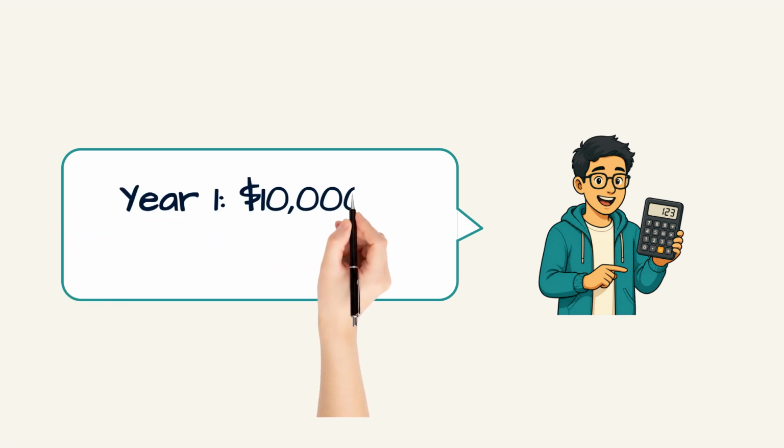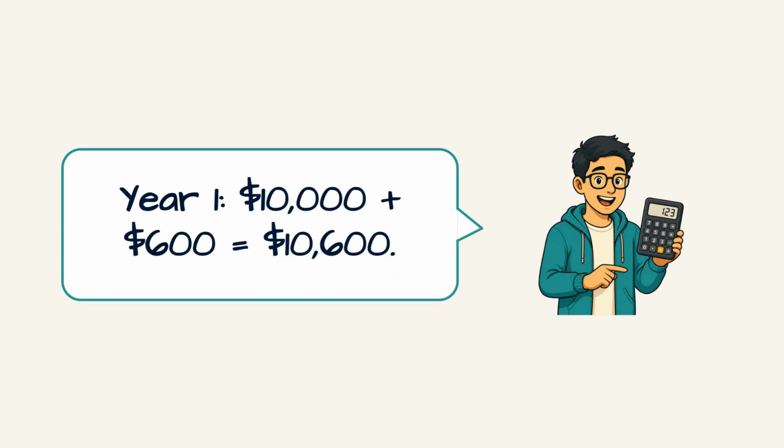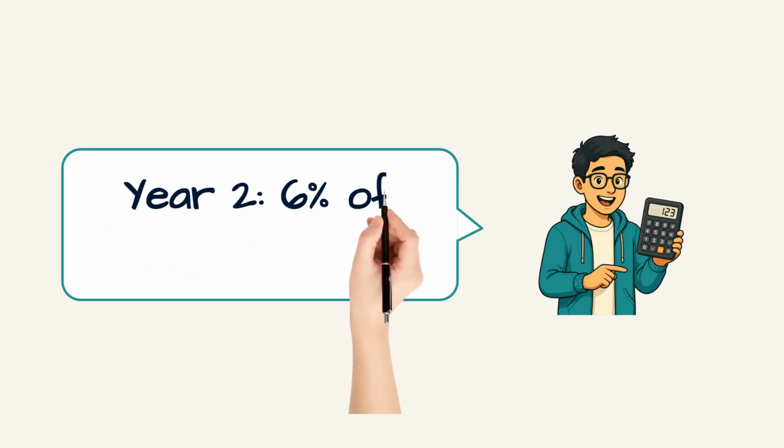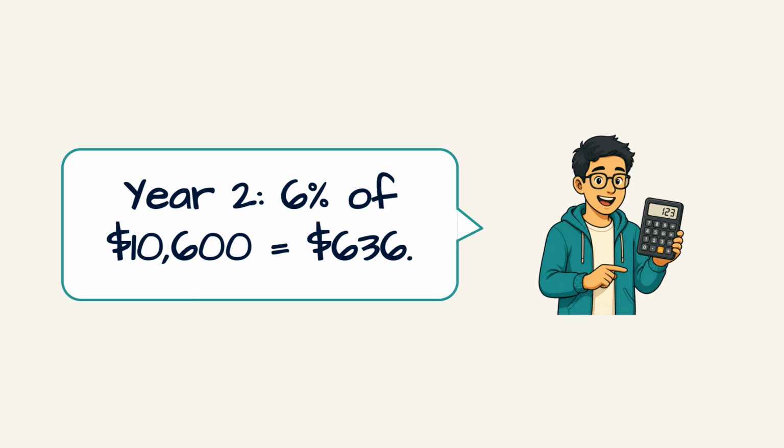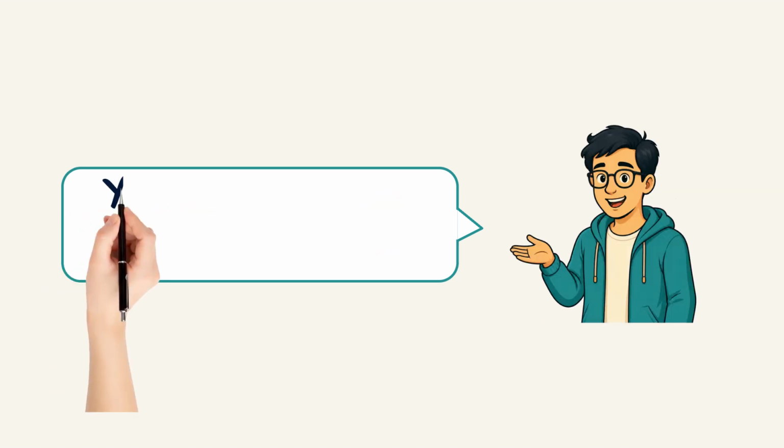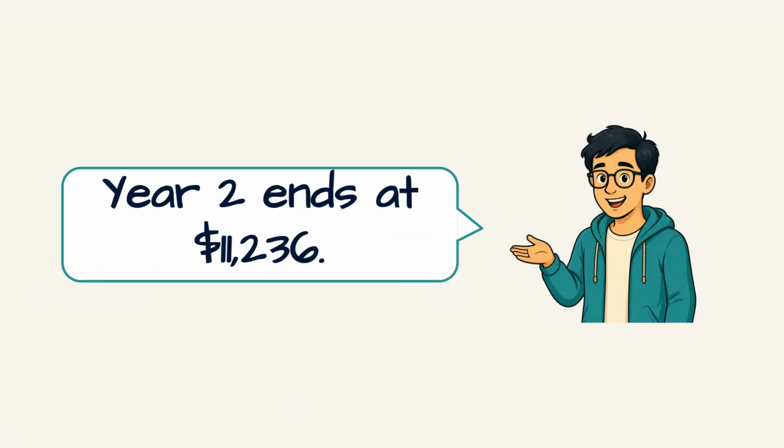Year one looks identical. 6% of $10,000 is $600, so you end year one at $10,600. So far, no difference. Here's where it changes. In year two, compound interest takes 6% of $10,600, not the original $10,000. That's $636. $36 more than simple interest, just because last year's interest is now earning too. So year 2 ends at $11,236.